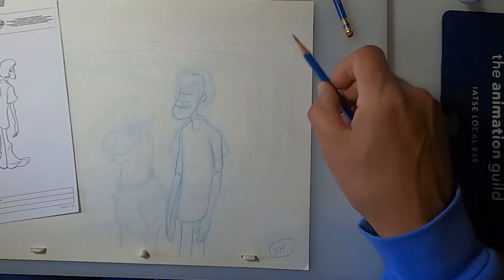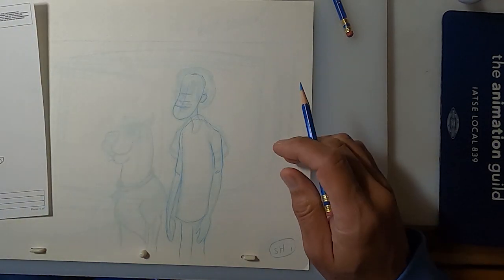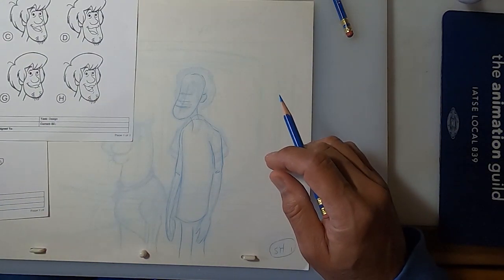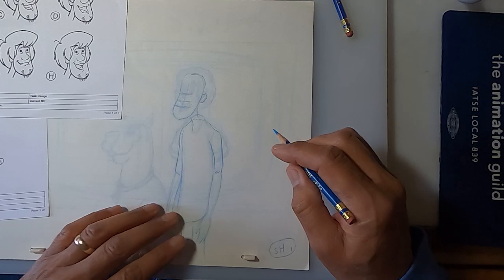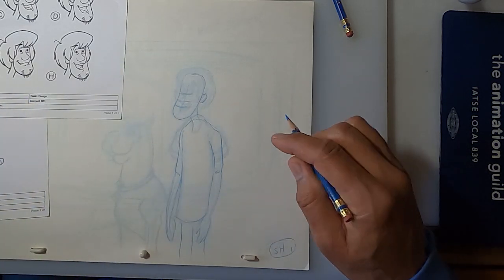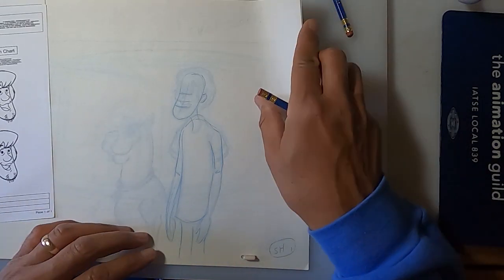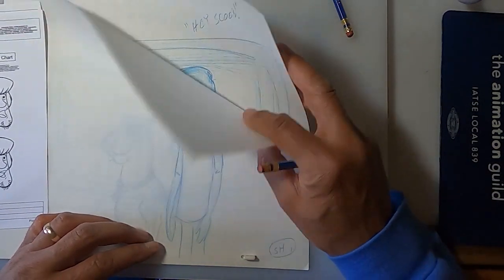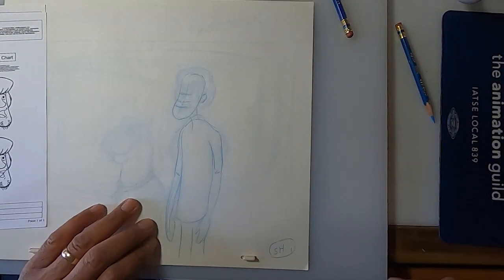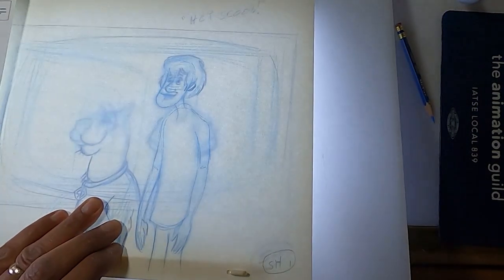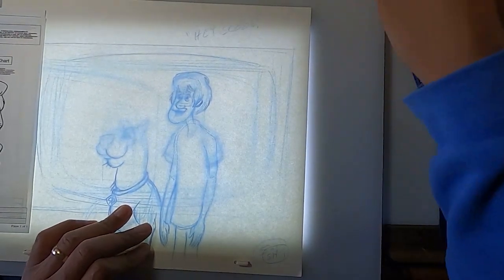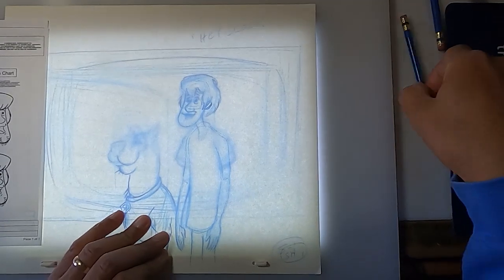So let's start cleaning up the Shaggy. And usually what I do is I take the head from the mouth charts and use that as a guide to start doing my cleanup drawing. I'm using really thin paper here. So for this, let's turn on the light and we can see right through it.